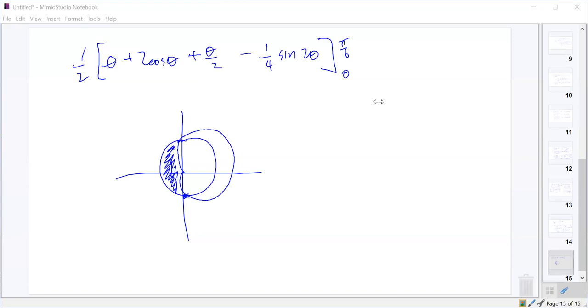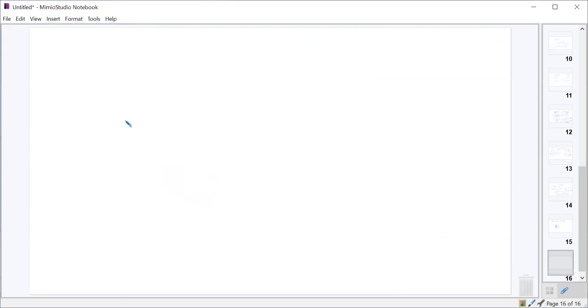What else? That's about it for polar integrals. You know, arc length formulas, I'm not going to go through and do a bunch of arc length formulas, but know the arc length formula.